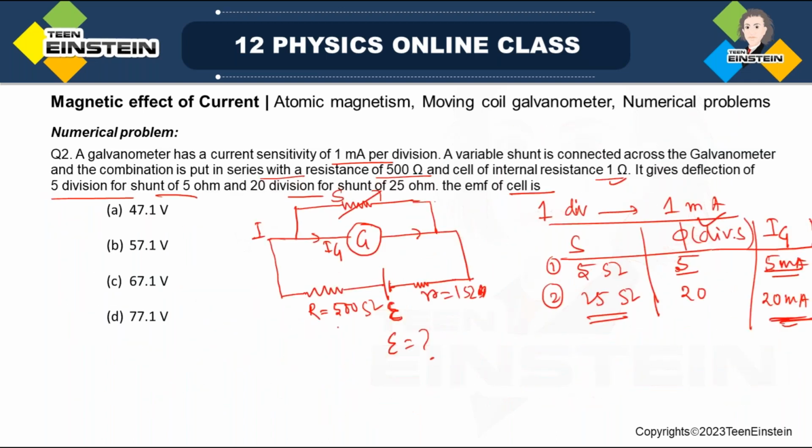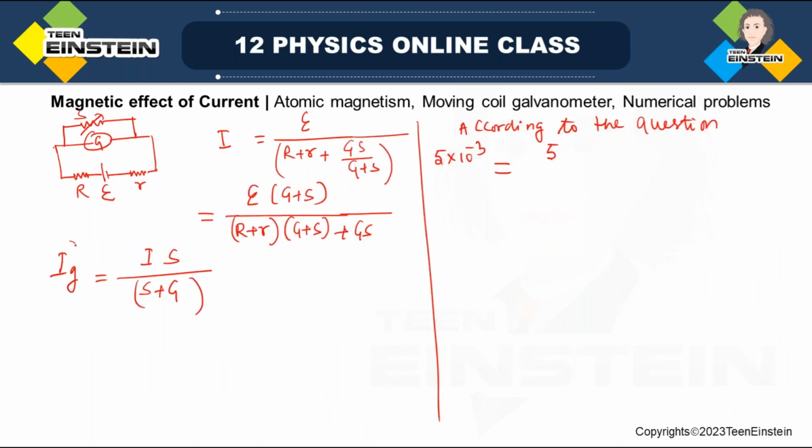So in this given problem, this is given. Because every time the shunt is changed, the deflection is changed. So the current through the galvanometer is changing. That's why the deflection is changing. Since the shunt is changed, the galvanometer current is changed, and also the deflection changes. So we'll put this value of I over here and do a little bit of simplification.